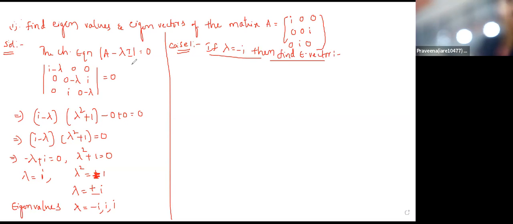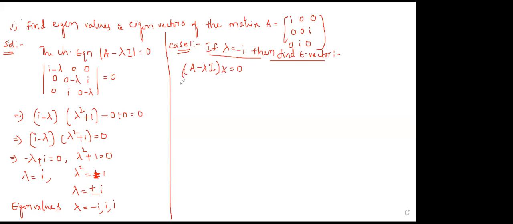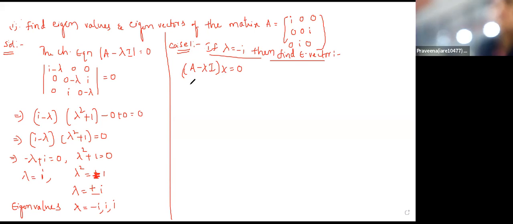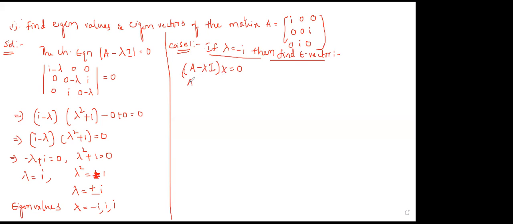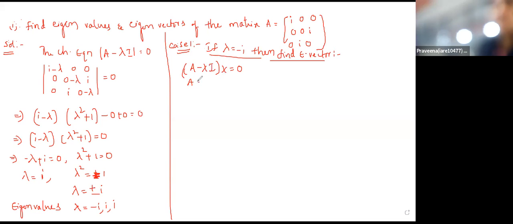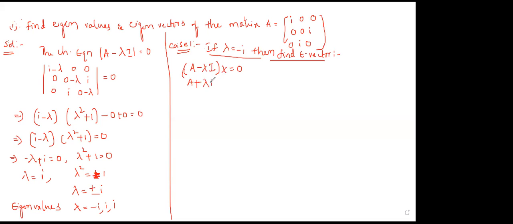Okay. For that, what is the formula for finding the eigenvector? Tell me, ma. What is the formula for that? A minus lambda I into x is equal to 0. Here, what is lambda? Minus I, right? Here I am substituting minus I in place of lambda, that is plus I.